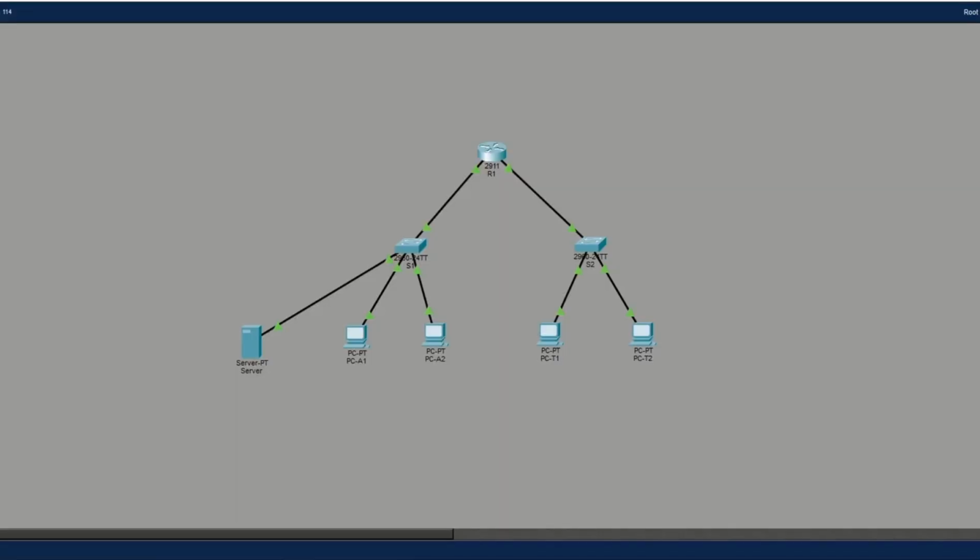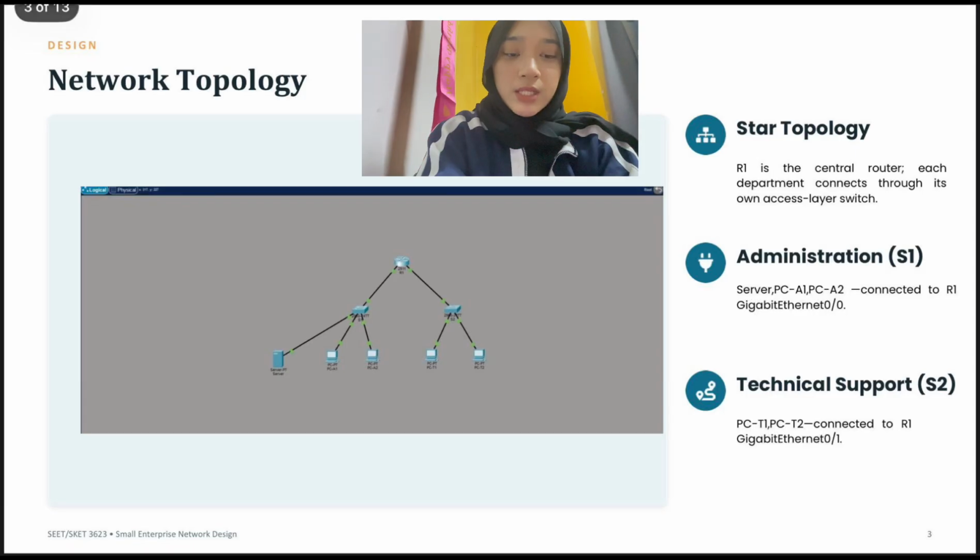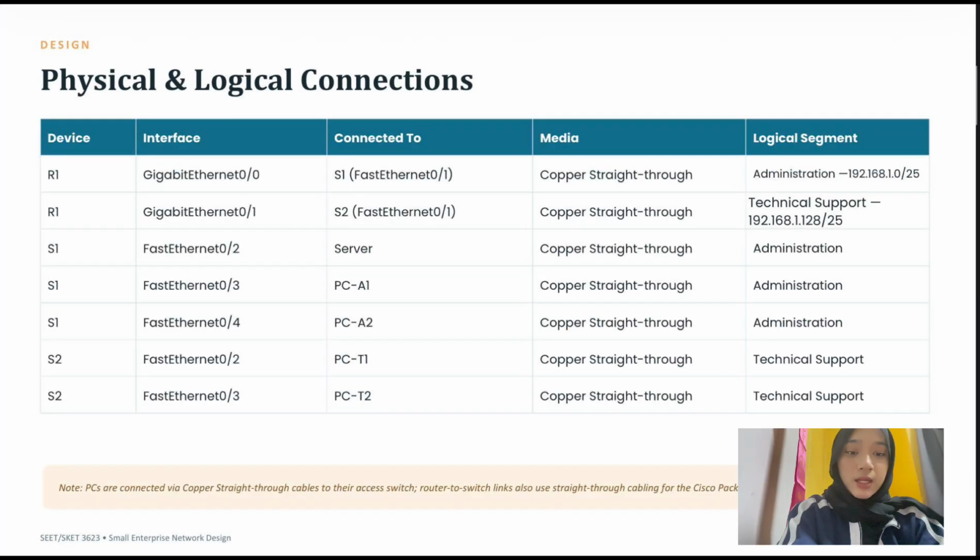Here is the network topology that we use. So we use star topology with the router acting as the central device connecting both departments. The administration department consists of 2 PCs and also 1 server, while the technical support department consists of 2 PCs. Both of these departments are connected through the router for inter-department communication. In this slide, these are the table of the interfaces and also cable types that we use.